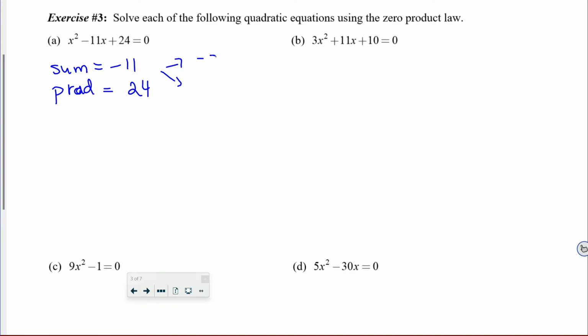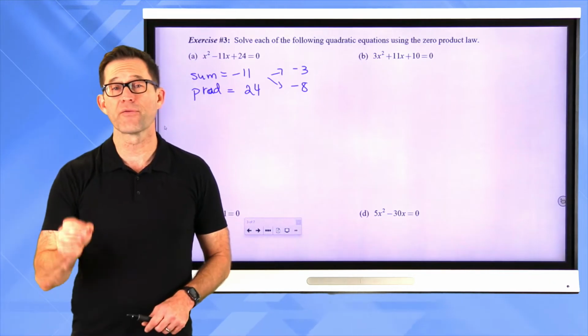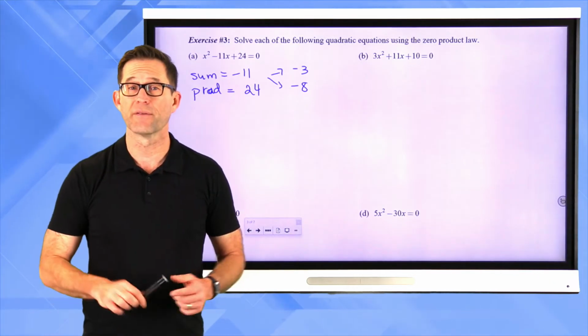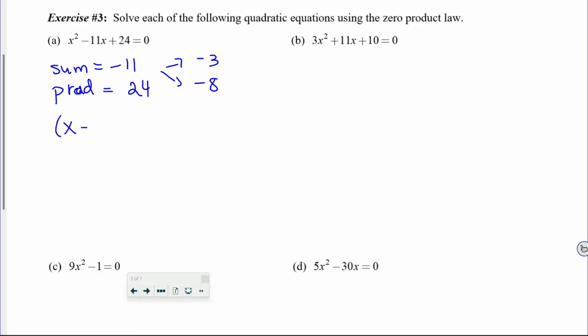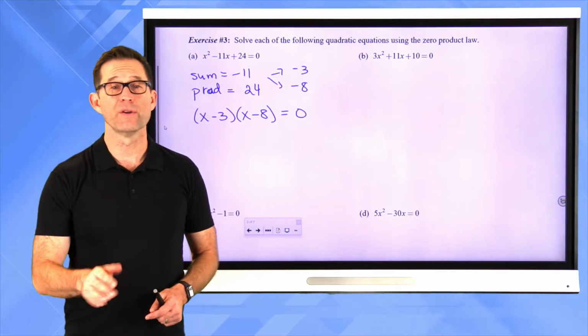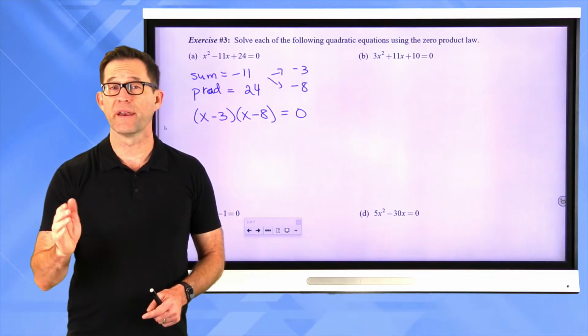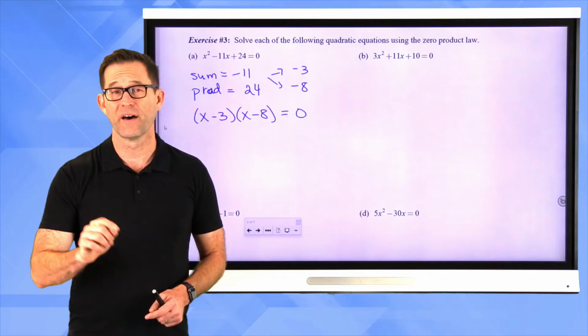Those 2 numbers are negative 3 and negative 8, right? Negative 3 times negative 8 is positive 24, and negative 3 plus negative 8 is negative 11. So we can now factor this quadratic as x minus 3 times x minus 8 is equal to 0. At that point, of course, we have an equation that looks identical to the ones that we had in exercise number 1, not number 2.